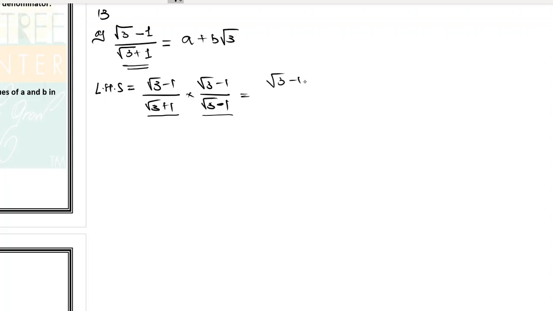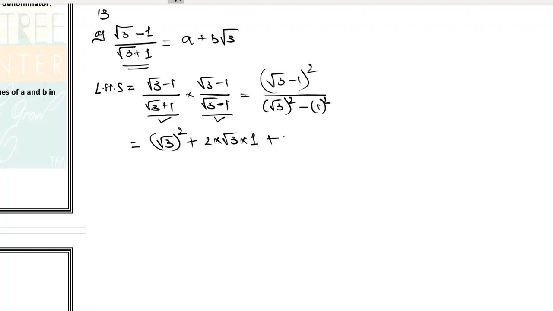So this will become root 3 minus 1 the whole square upon root 3 minus 1 into root 3 plus 1. Or root 3 plus 1 into root 3 minus 1 is root 3 square minus 1 square. A plus b into a minus b is a square minus b square. Okay, this will be simplified into root 3 square plus 2 into root 3 into 1 plus 1 square, the whole upon 3 minus 1. Root 3 square is 3 and 1 square is 1.